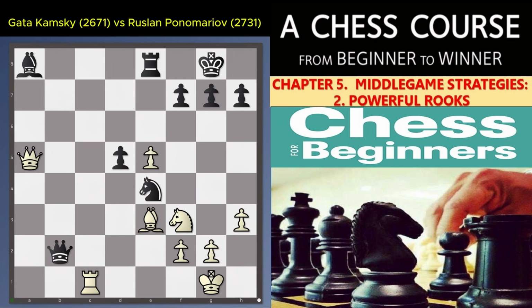It is very useful to think about the difference between an open file and the 7th rank. There are actually 3 differences. To understand them fully, I would like to focus your attention on the board, and we are having there a very nice game between Katakamski, who is playing the white pieces, and Ruslan Ponomaryov, who is playing the black pieces. So what are the differences between the 7th rank and a file? I think that there are 3 important differences.